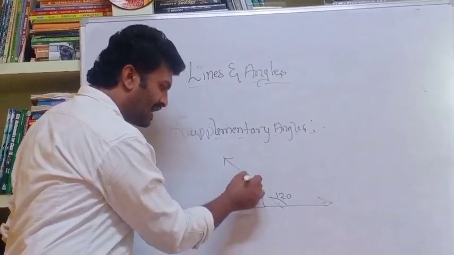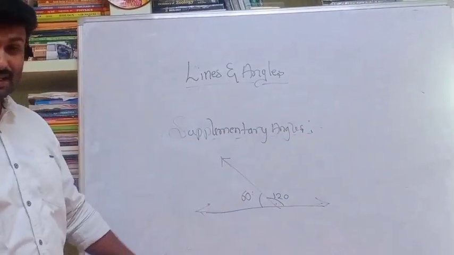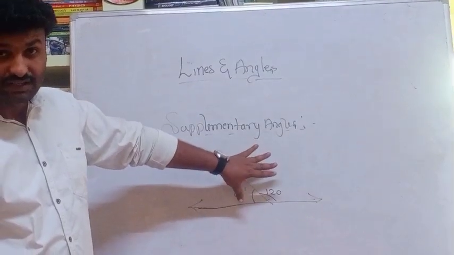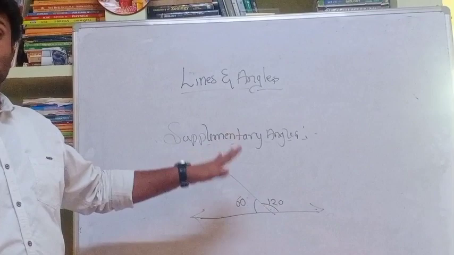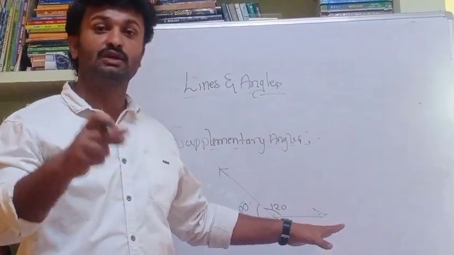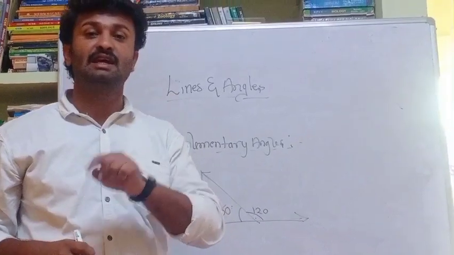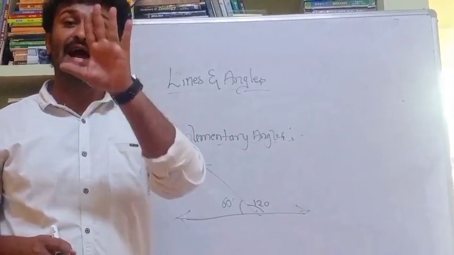Now, supplementary angles. What are supplementary angles? If two angles are said to be supplementary, then their magnitude is equal to how much? 180. You write the definition on your own: if two angles are said to be supplementary, then their magnitudes measuring 180 degrees are called supplementary angles.